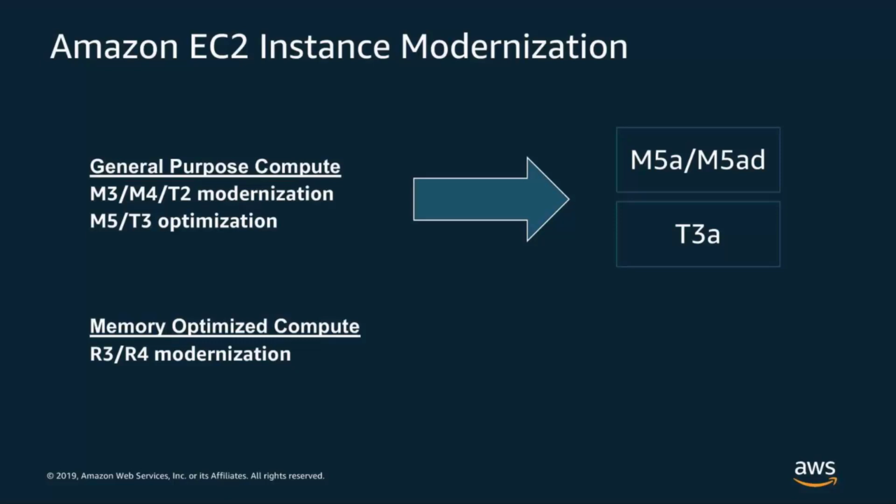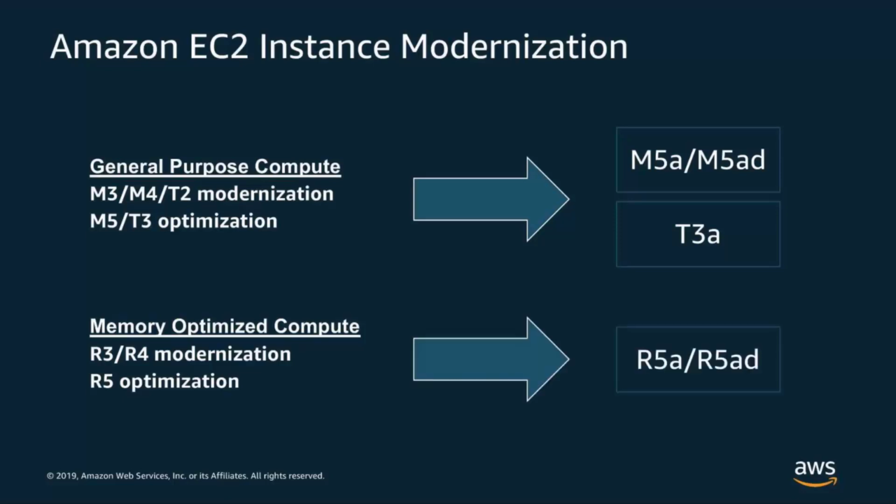And a similar story with R5. If you're currently on R3 and R4, or you're using R5, specifically customers that focus on how much money they spend for every gigabyte of memory because they find their workloads need the most amount of memory possible for the best price, R5a and R5ad instance types can be a very interesting optimization for you.